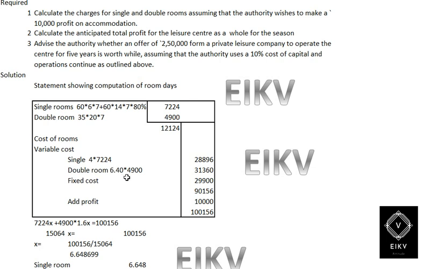Now the cost of the rooms. Variable cost: 4 into 7,224 will give 28,896, plus double room 6.4 into 4,900, which is 31,360. Adding the fixed cost of 29,900 gives the total cost as 90,156. After adding the profit of 10,000, which is mentioned in the question, the total will be 1,00,156.